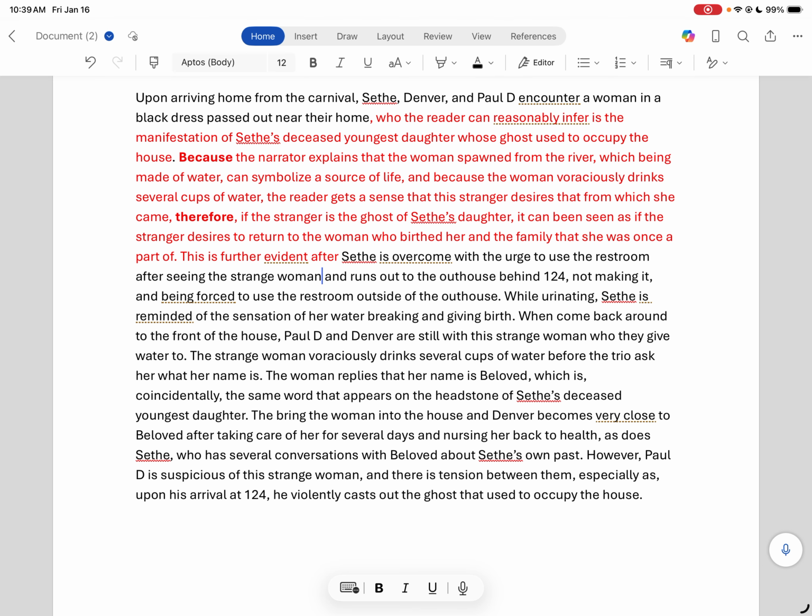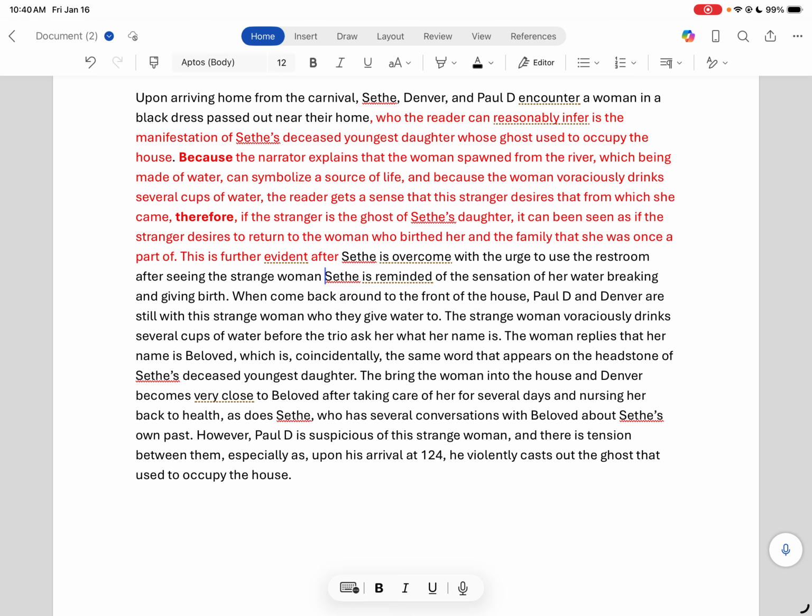And this information now about Sethe not making it to the outhouse, I'm not sure that's necessarily information that I need to analyze. I'm not seeing anything from it right now, so I'm going to get rid of it, but I do want to keep the information about Sethe being reminded of childbirth, because if this person is Beloved and Beloved was once her child, then Sethe being reminded of childbirth connects those dots a little bit more.